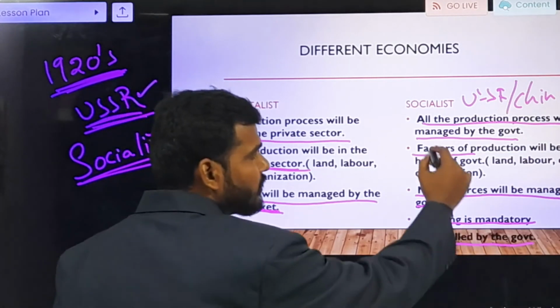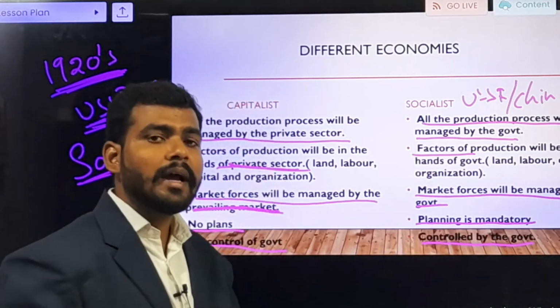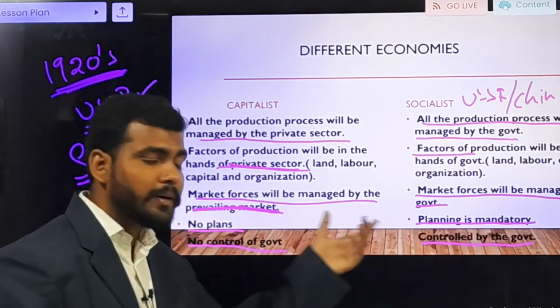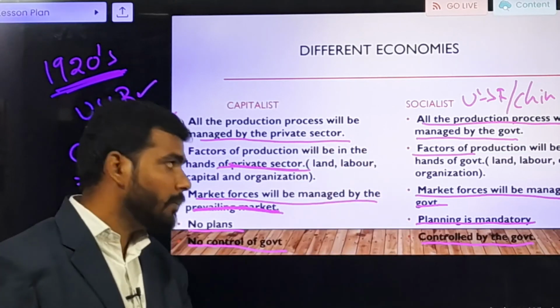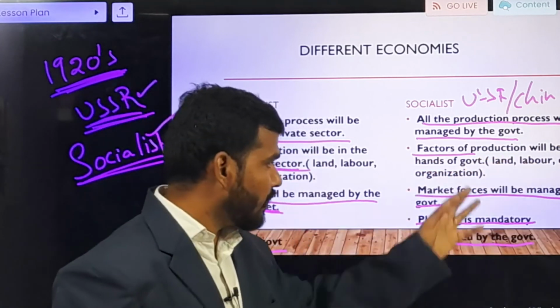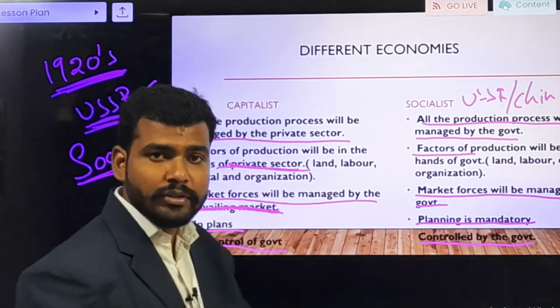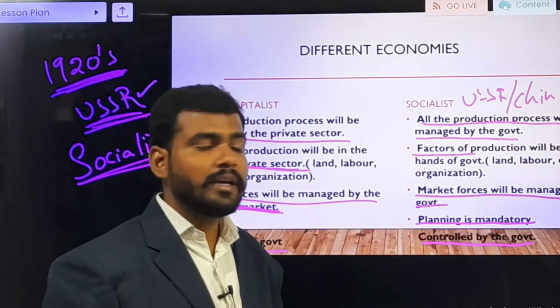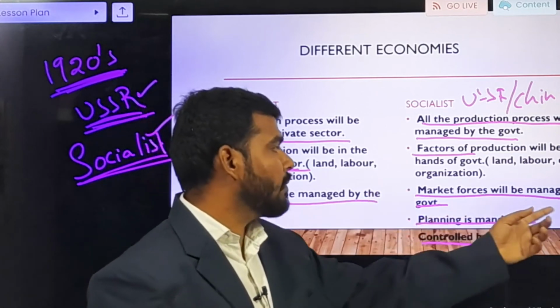All the production process will not be managed by government. Some production process will be managed by government and some of the production process will be managed by private sector. In mixed economy we have government and we have private sector also. Factors of production will also not only be managed by government and not only by private sector. So factors of production kuda kontavaraku government handle chestadi and kontavaraku private organizations handle chestayi.